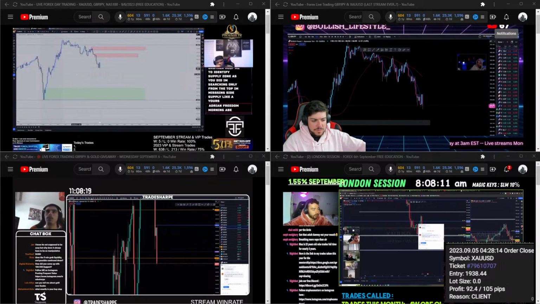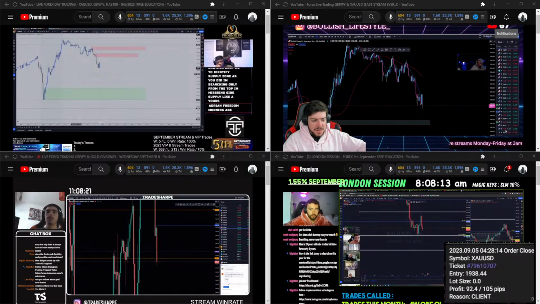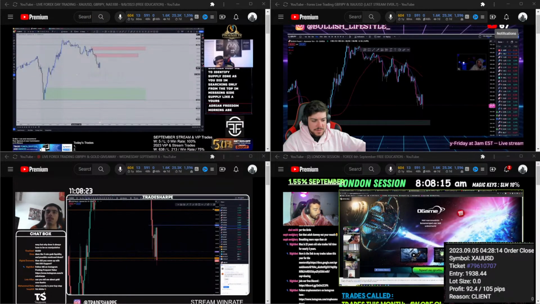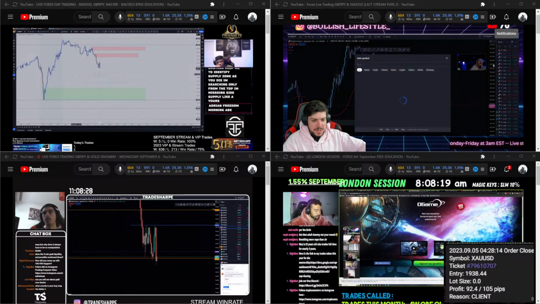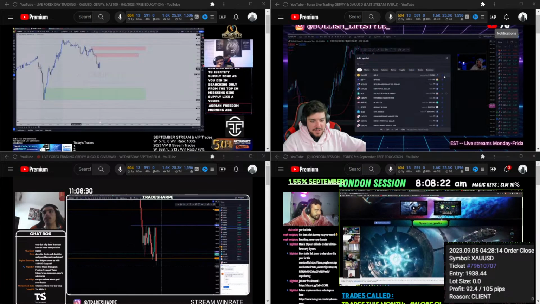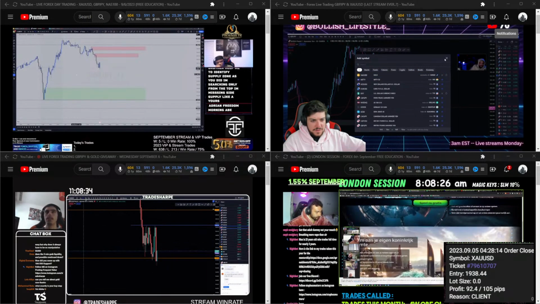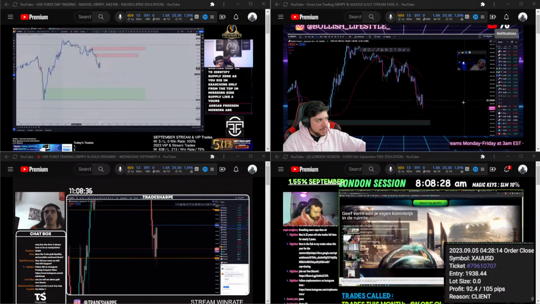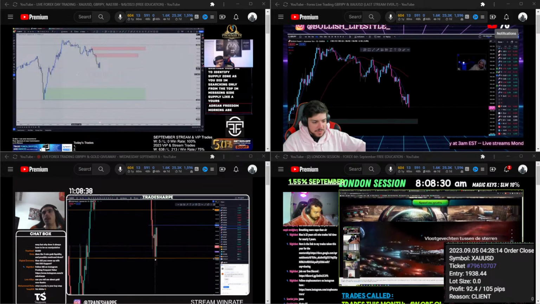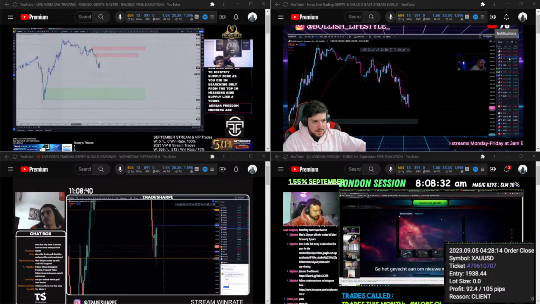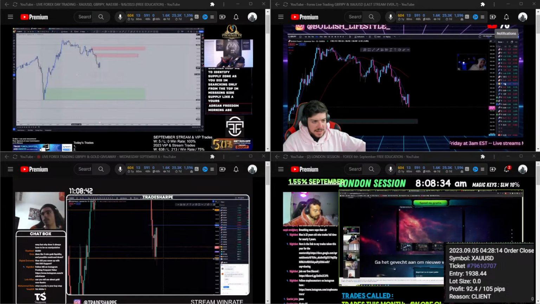This is not fun drawdown. This is immediate 10 pip, 11 pip drawdown. It's very dangerous what price is doing at the moment. For me, it's struggling to go down. Yeah, it's a normal thing when it takes long. Yeah, exactly.